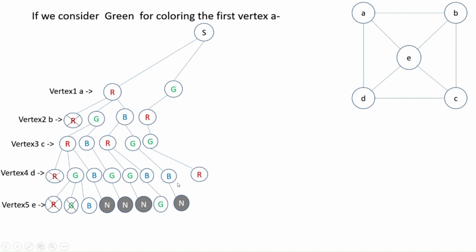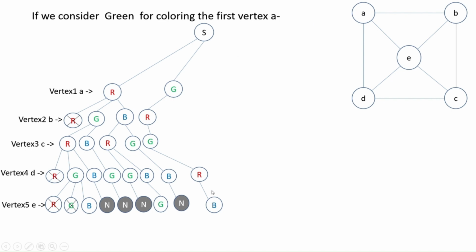After these four vertices are colored, we can clearly observe that these two colors are enough for these four vertices. So now we have another unique color for the fifth vertex, that is blue. So we can happily use it here. The fifth vertex is colored with blue. This is the way in which we can color the graph if we consider the first vertex as green.